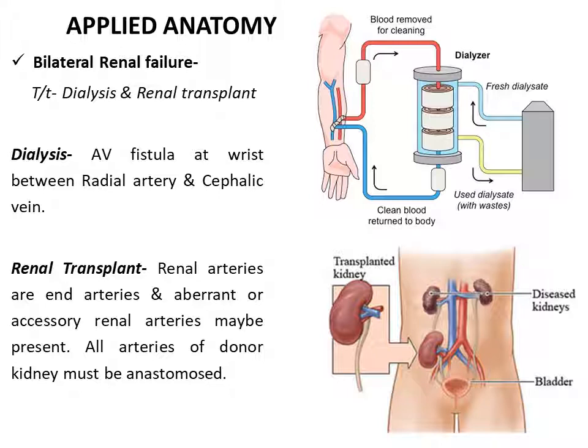In case of renal transplant, the donor kidney is placed retroperitoneally in the iliac fossa with its hilum parallel to the external iliac vessels. The renal vessels are anastomosed with the iliac vessel of the recipient, and the ureter is implanted into the urinary bladder.